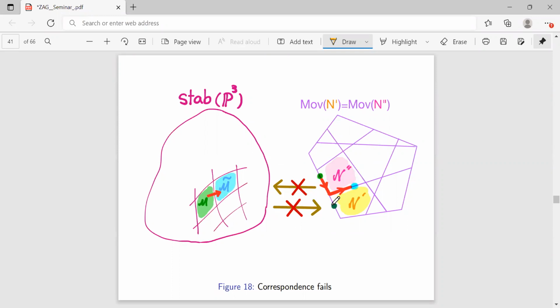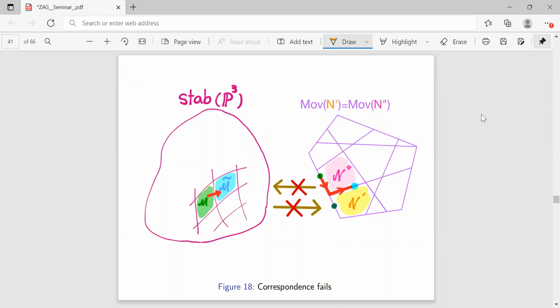And on the other hand, for example, you have this flip here that cannot appear here as a moduli space of stable objects, of regional stable objects. So you don't have this direction either. Okay, this is all about the failure of the correspondence.